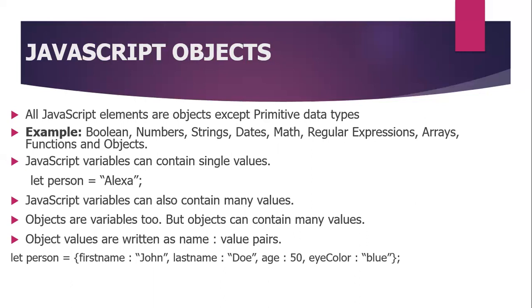JavaScript variables can also contain multiple values. Objects can contain multiple values. Object values can be in the form of key value pairs. The same example: let person is equal to, I am assigning multiple values for the same person. First name John, last name Doe, age 50, eye color blue. So first name, last name, age and eye color will be considered as the keys, and the corresponding values will be John, Doe, 50 and blue.